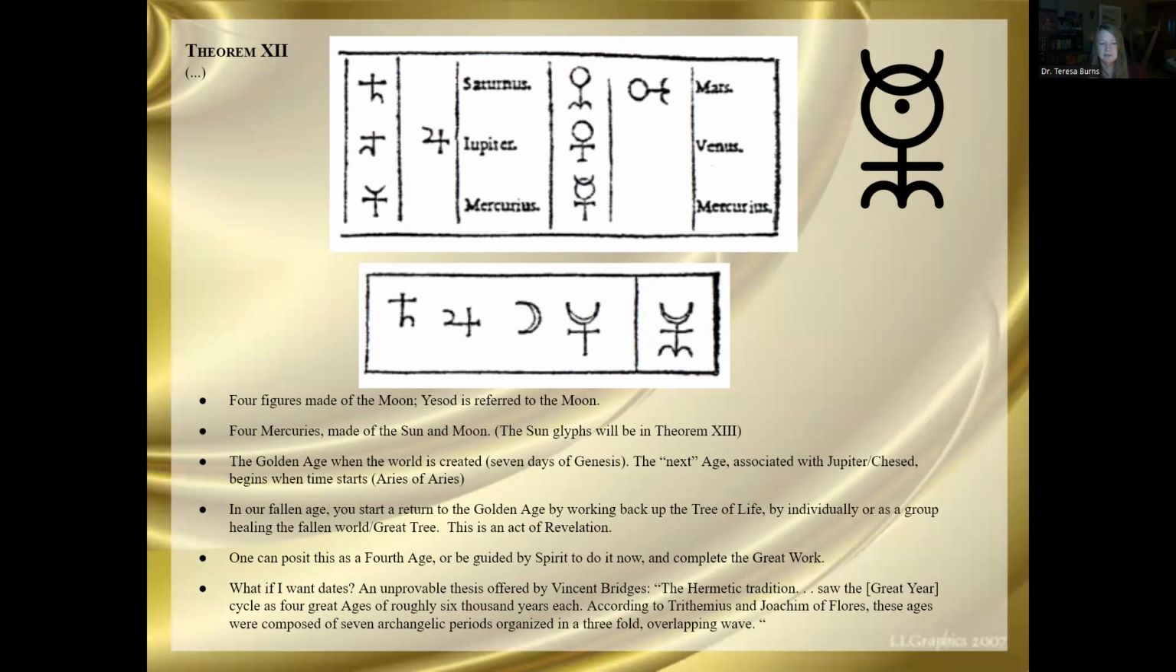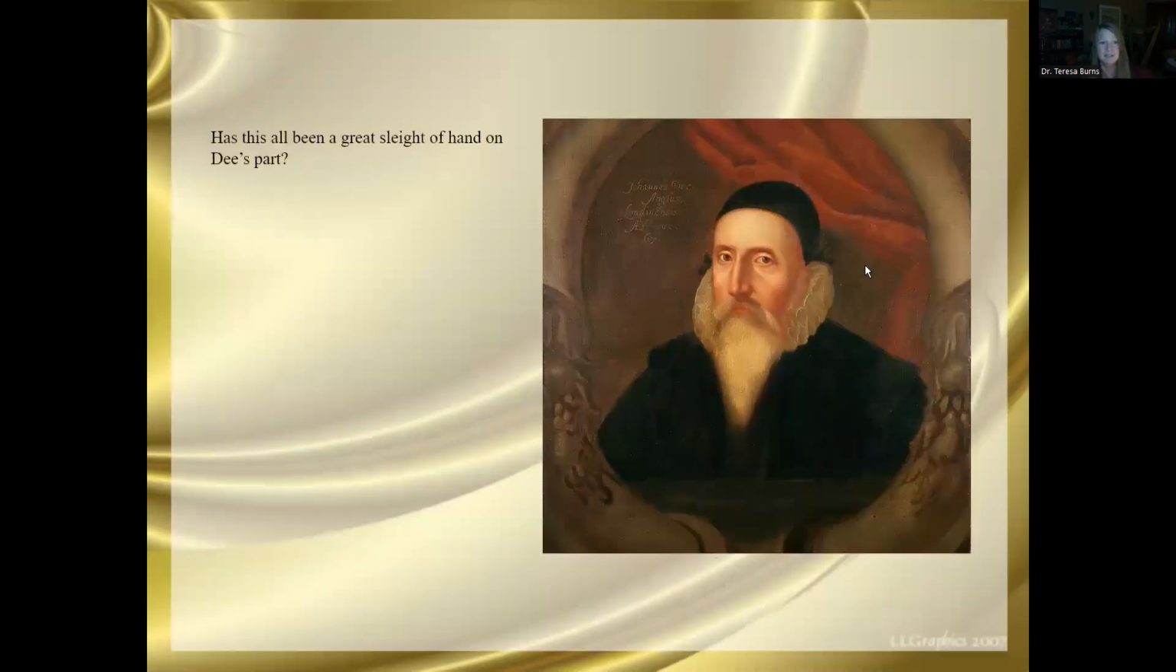So what if you want dates? There's an unprovable thesis that was offered by my late friend Vincent Bridges. He said that he looked at the Hermetic tradition and saw the great year cycle has 4 ages of roughly 6,000 years each, right? 6 times 4, 24,000 years. According to Timaeus and Joachim of Fiore, these ages were composed of 7 archangelic periods organized in a threefold overlapping wave. You can work back through there and find ways to support that. I don't think doing so is going to help you understand the monad, and you won't find it written out anywhere because it's occulted. So you can take his word for that or not.